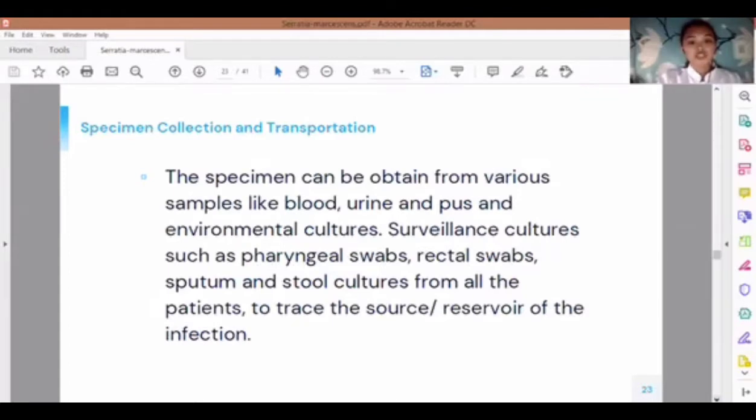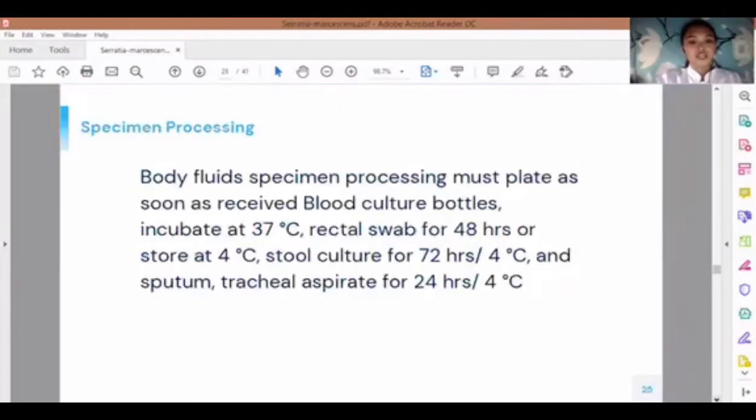Surveillance cultures such as pharyngeal swabs, nasal swabs, sputum, and stool cultures are taken from all the patients to trace the source or reservoir of the infections. Specimen processing. Body fluids specimens must be plated as soon as received. Blood culture bottles are incubated at 37 degrees Celsius. Rectal swab for 38 hours or store at 4 degrees Celsius. And stool culture for 74 hours or 4 degrees Celsius. And sputum bacterial aspirate for 24 hours or store at 4 degrees Celsius.